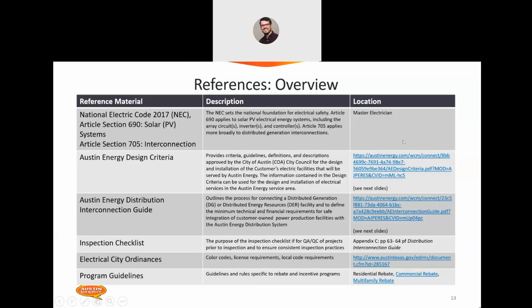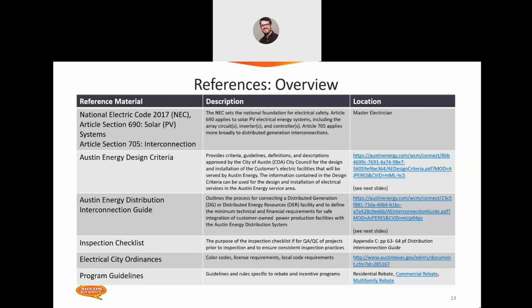A few things that you need to be familiar with before we get going is the National Electric Code. The NEC sets the national foundation for electrical safety. Article 690 specifically applies to solar PV electrical energy systems, so that includes array circuits, inverters, and controllers, and Article 705 is more broadly about distributed generation interconnections. This is something that you should refer to your master electrician for. They should have a broad depth of knowledge about this, so please refer to them if you have any questions as well.